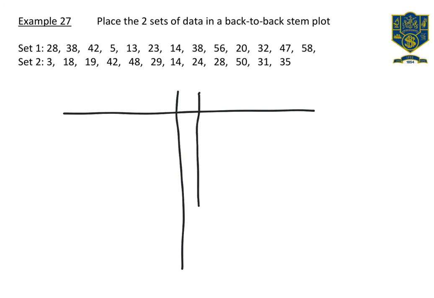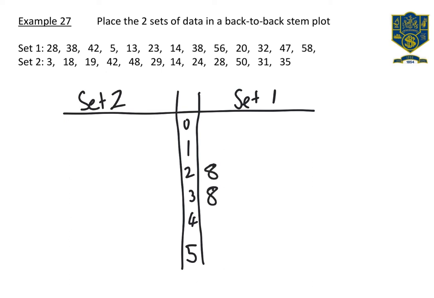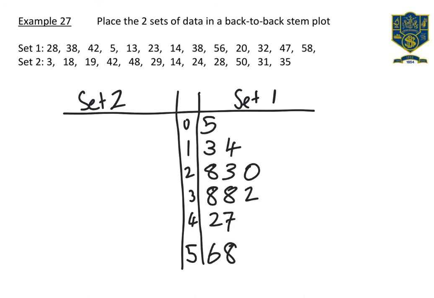So here's my diagram, and I'm going to put the tens as the unit in the stem. And I'm going to do set 1 on the right and set 2 on the left. And there's set 1 complete, and then moving on to set 2. And what we need to do is repeat this, but we need to make sure that the data is in order.